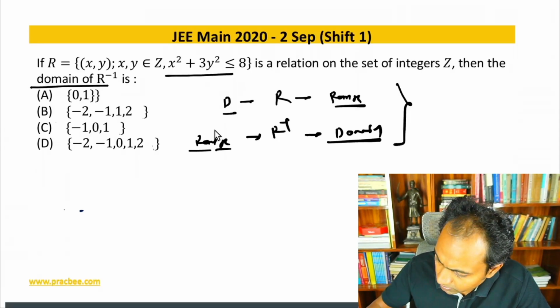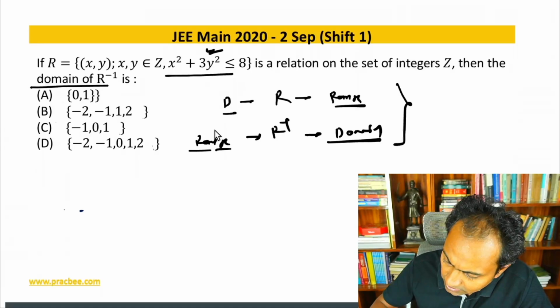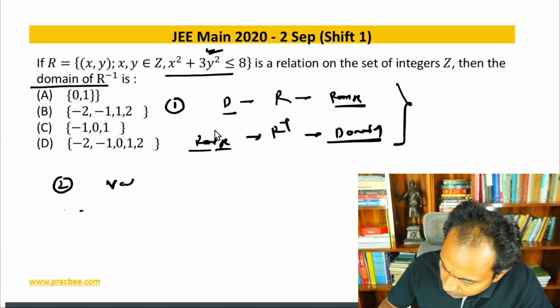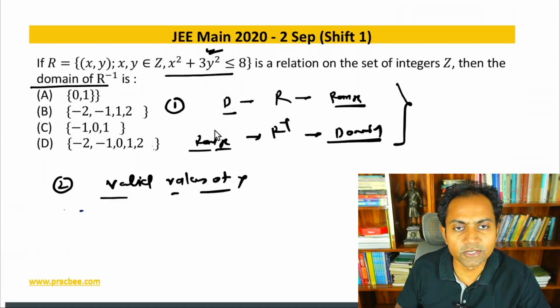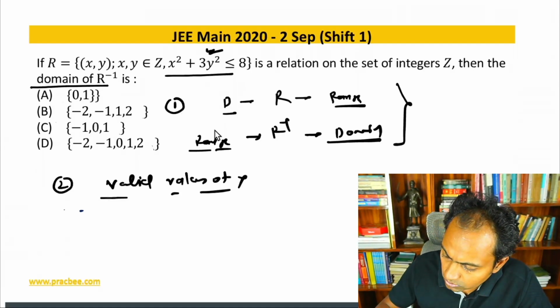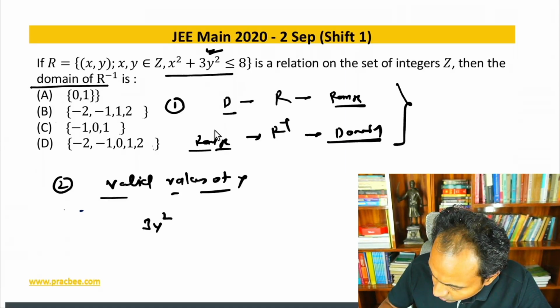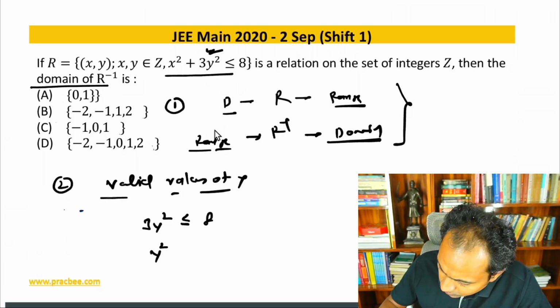So what we need to figure out is, for this function that is given, what is the range corresponding to this, and range means nothing but the value of y. So what we need to find is the valid values of y. Now if I want to find this, it is very simple. So the range of y square, you can see that if I put x equal to 0, the maximum value of 3y square needs to be smaller than 8. And corresponding to this, y square should be smaller than or equal to 8 by 3.